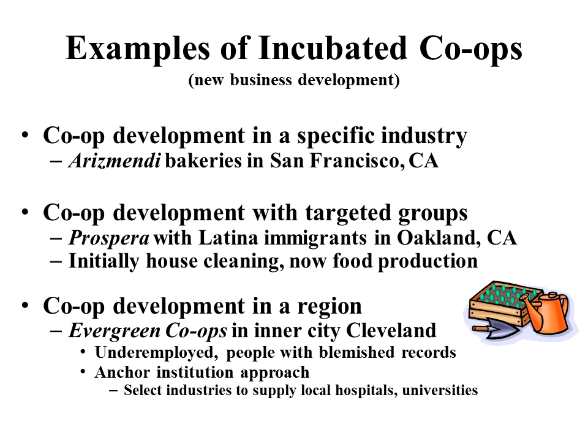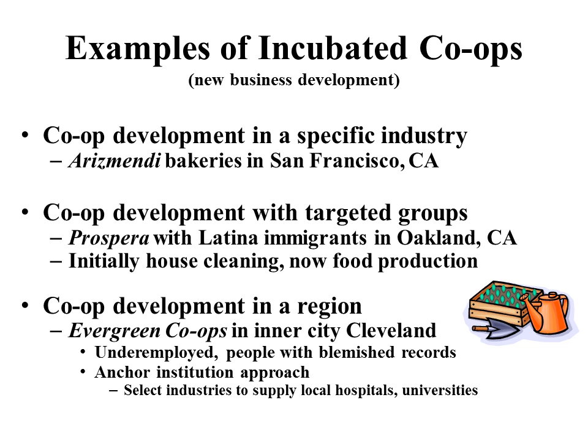It's interesting because it's not just in one industry sector. They're trying to look at different industries, which has its pros and cons, but it's very much a regional approach. So, Arizmendi has been around for quite a while. Prospera has been around for at least 20 years. Evergreen is a little bit younger, a little bit newer. So these are fascinating examples of incubated co-ops.